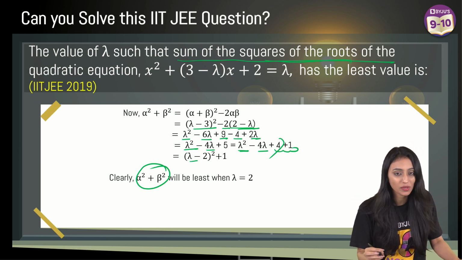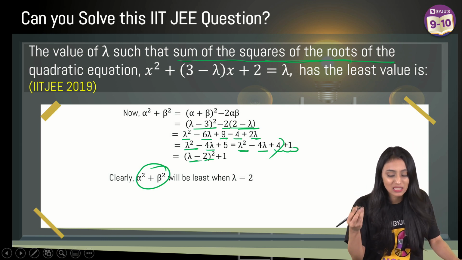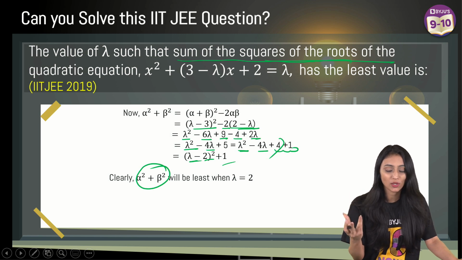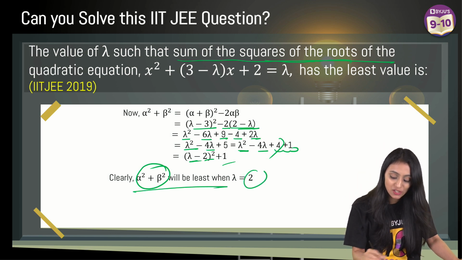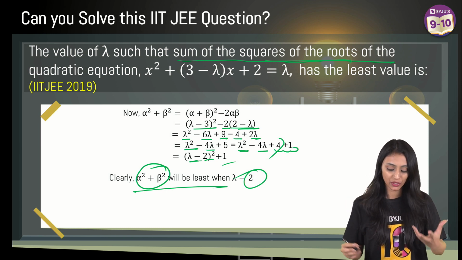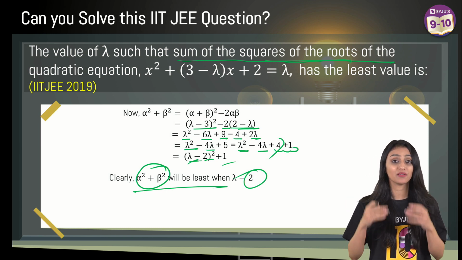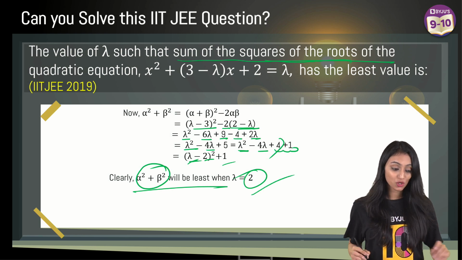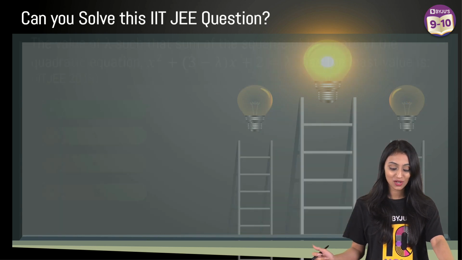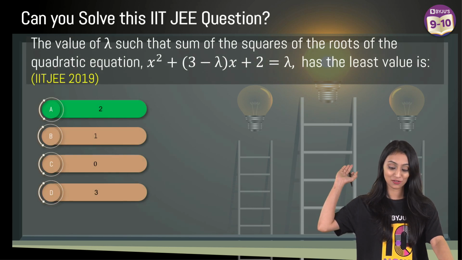If I put 2 here, what is it going to be? 2 minus 2 would be 0. 0 plus 1 would be 1 only. So this value would be least only when lambda is 2. Other than that, whatever value you put here, whether it is positive, whether it is negative, whether it is 0, you're not going to get the least value for this. So answer for lambda should be 2. That's the final answer, and we can see that option A is the right answer for this.